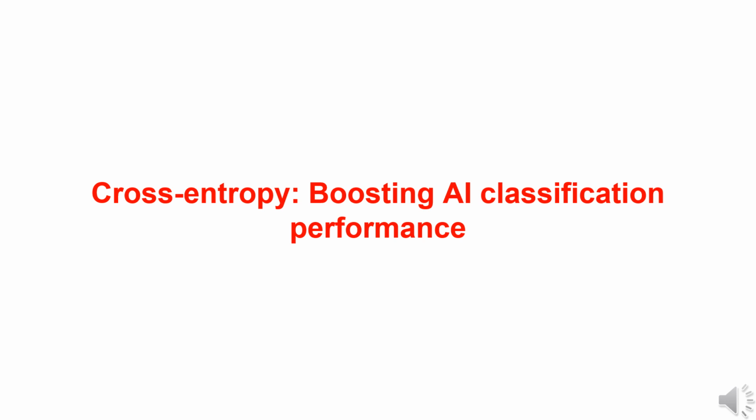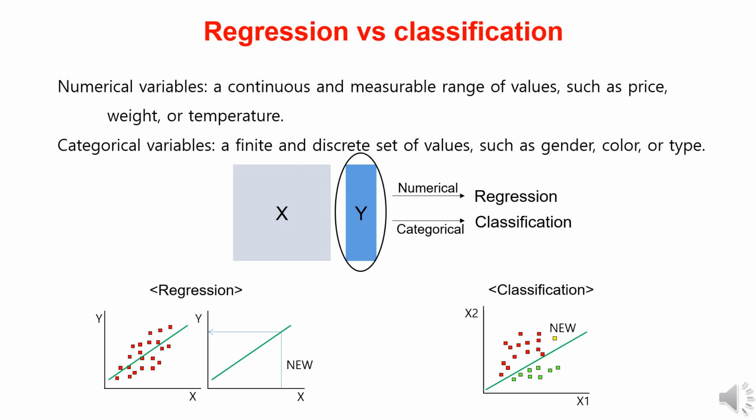In this video, we will explore cross-entropy, a loss function widely used in neural network classification problems. In artificial intelligence, data can include not only numerical values, but also categorical data. Numerical data refers to continuous values, such as price and temperature, that can be measured on a scale. Categorical data, on the other hand, represents attributes like gender, color, or type.